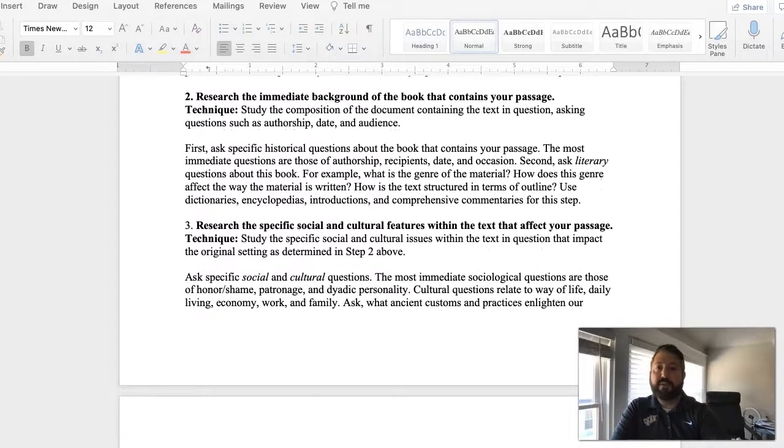I want you to research the immediate background of the book, and you'll notice that I have the phrase that contains your passage here, because I've used this kind of background study for assignments where we're looking at a passage. In the future I'll take that out, and I do thank everyone for the feedback on that. This section is basically the background of the actual book of Paul's letter to the Romans. You're going to be thinking about things like authorship, date, audience, genre, how the book is structured, and that sort of thing. So I want you to cover all that in this section.